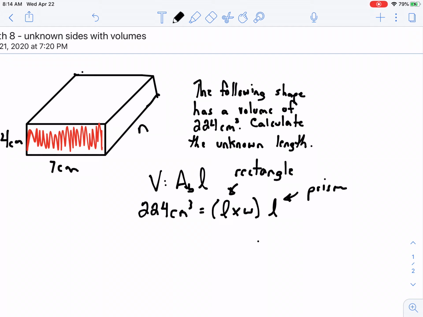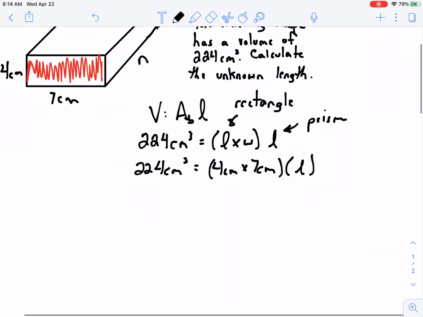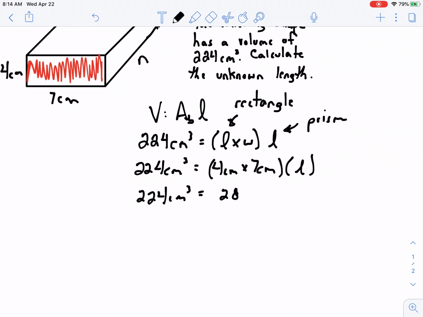Looking at this again, I have my volume is 224 centimeters cubed. My length in this case is 4 centimeters. My width is going to be 7 centimeters. And I'm multiplying that by my unknown length of my prism. So I'm going to rewrite 224 centimeters cubed, which can't be changed. Simplifying this, 4 times 7 is 28 centimeters times my length.